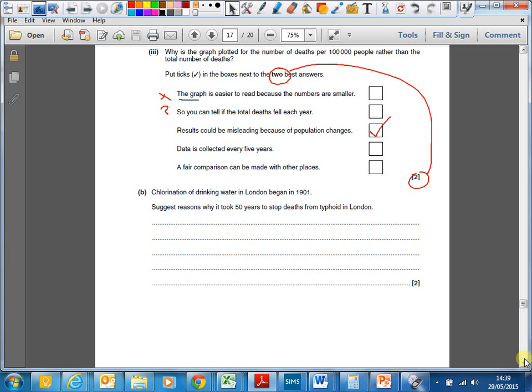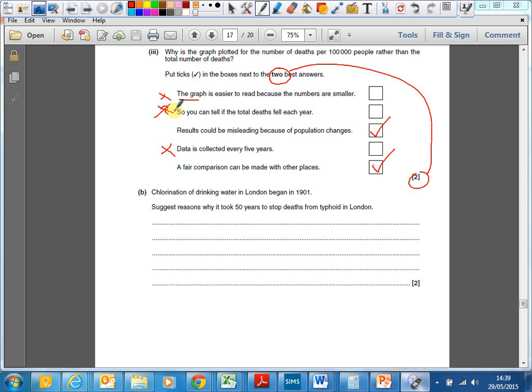Data is collected every 5 years. Yes, but what does that have to do with anything? So I'm going to rule that out. And a fair comparison can be made with other places, yes. If every place is measured by 100,000, then you can compare city to city or country to country, which means that I'm going to rule that one out as well.